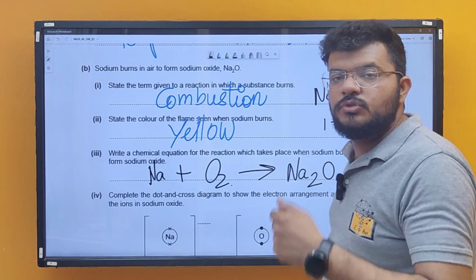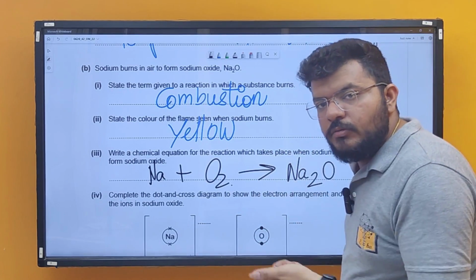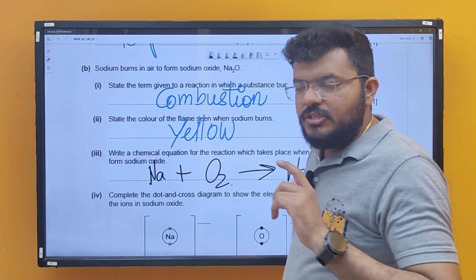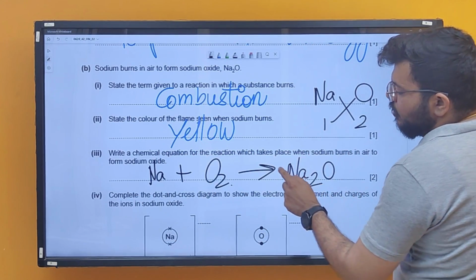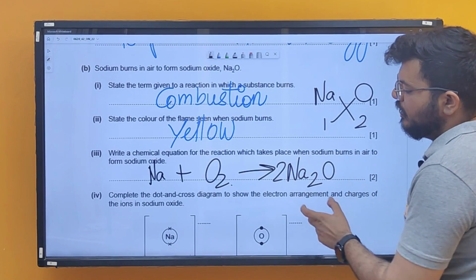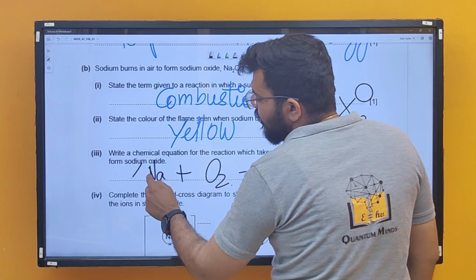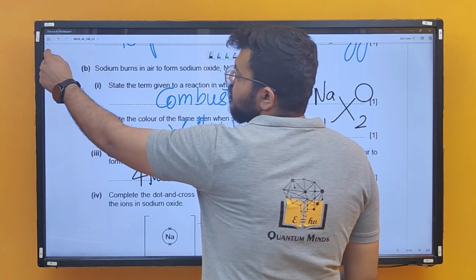When balancing, you should first balance oxygen, then balance any other non-metal, and then balance the metal. So we have only oxygen and sodium metal. Balancing the oxygen, I must add 2 here. So there are 2 oxygen and 2 oxygen. Now there are 4 sodium, so I can add 4 here. This is how you should balance your reactions.